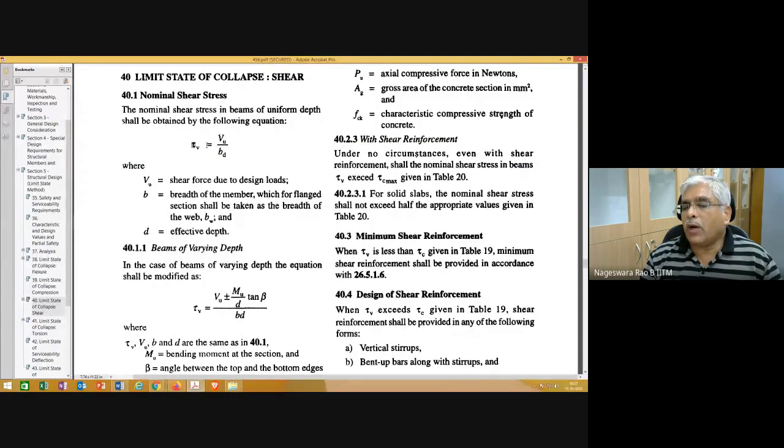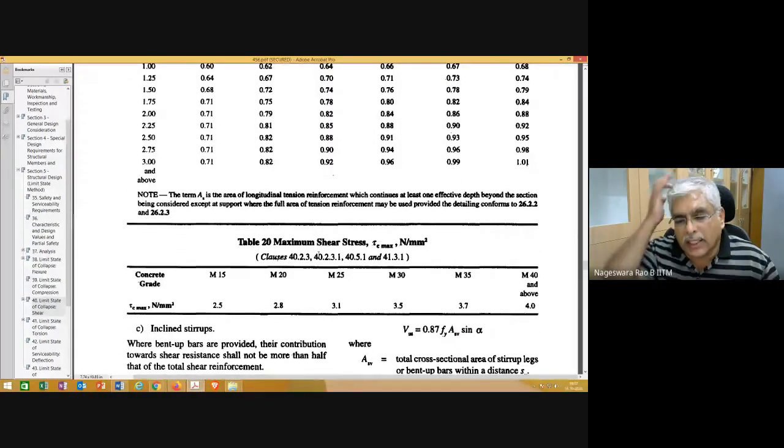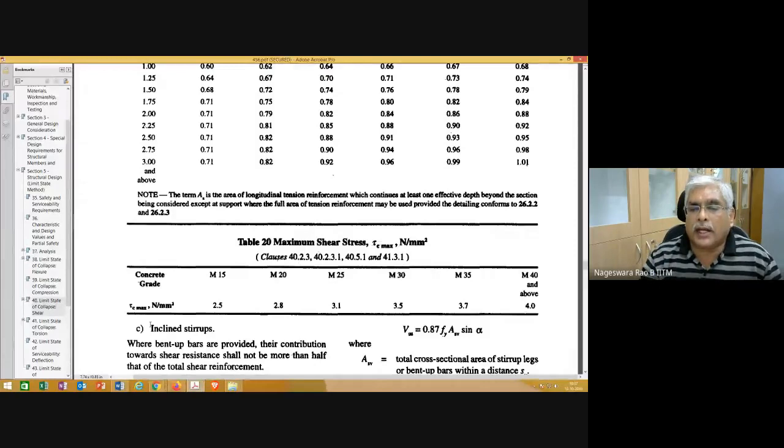We need to limit it only to tau c max, which is given in Table 20 and is a function of your grade of concrete. It is the maximum shear stress that is permitted depending on the grade of concrete you are adopting for your member. This is the maximum value. Even if you provide shear reinforcement, the code is putting a ceiling. You cannot exceed this.